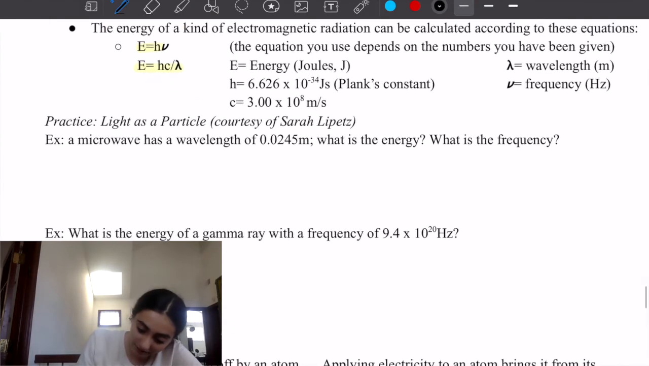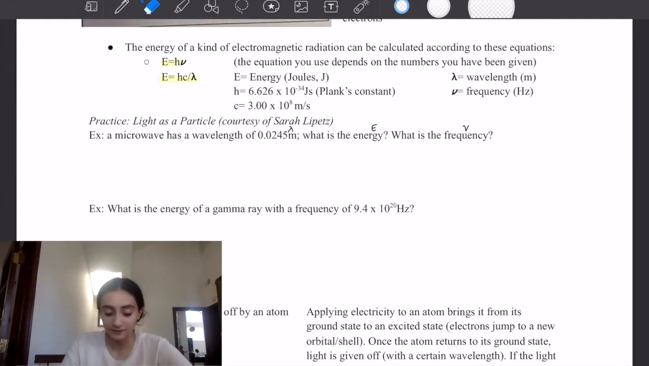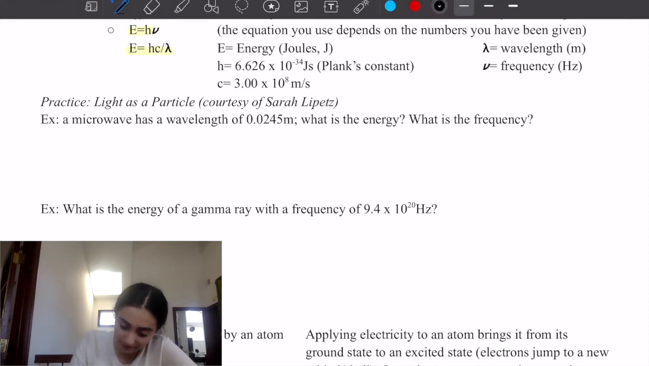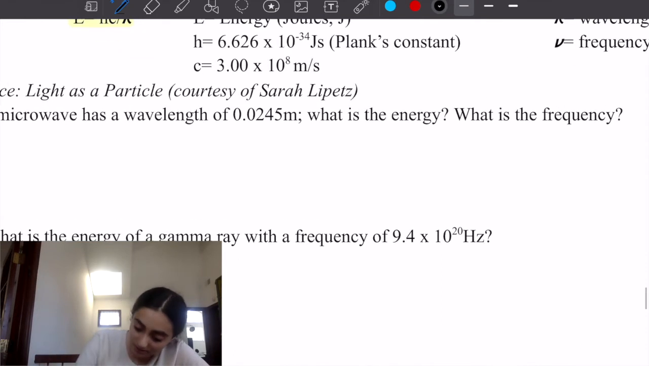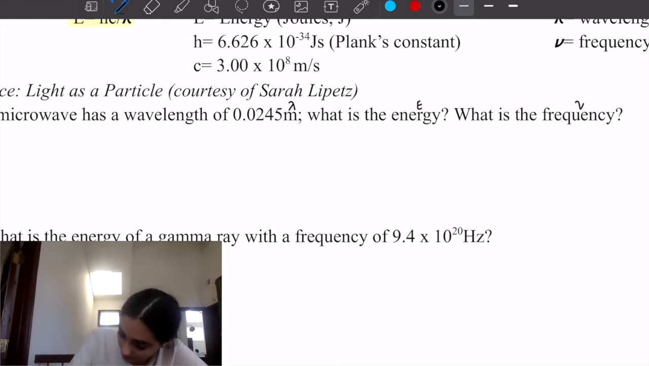Okay, so let's try our first problem. A microwave has a wavelength of 0.0245 meters. What is the energy and what is the frequency? Okay, so we are going to start with our first problem, which says the microwave has a wavelength of 0.0245 meters. What is the energy and what is the frequency? So the best thing to do, because you have an additional variable, is to determine which variables you already have numbers for. So we have wavelength, and we're looking for energy and frequency.